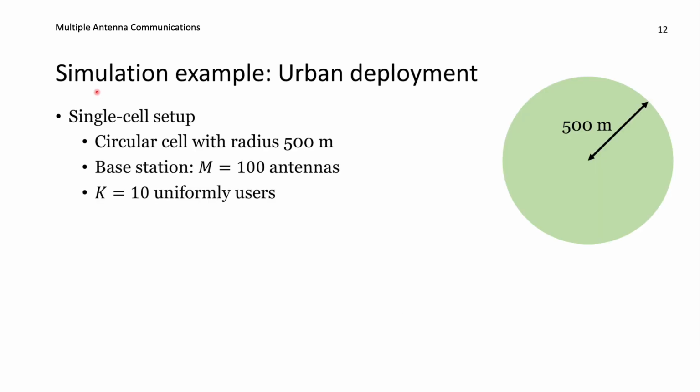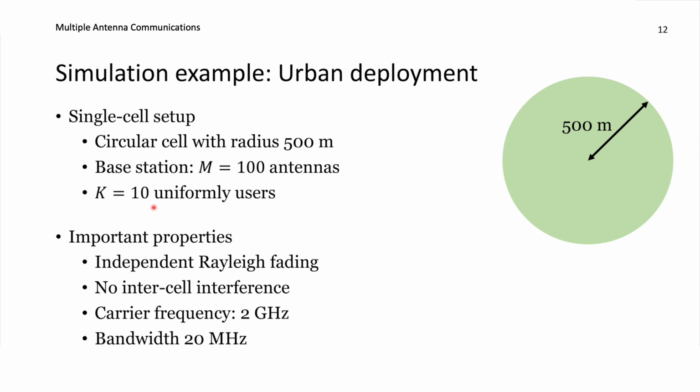We are considering a simulation example for an urban deployment, but with a single cell to keep it simple, because that is what the lecture has been about, the power control in a single cell. It's a circular cell with a radius of 500 meters, like this. So in the center we have a base station with 100 antennas, and then the users are uniformly distributed within the entire area. And there are 10 users in the area. And some important properties that we are assuming: we have independent Rayleigh fading channels, so that is what we have been considering in this lecture and many other lectures on massive MIMO. There is no intercell interference.